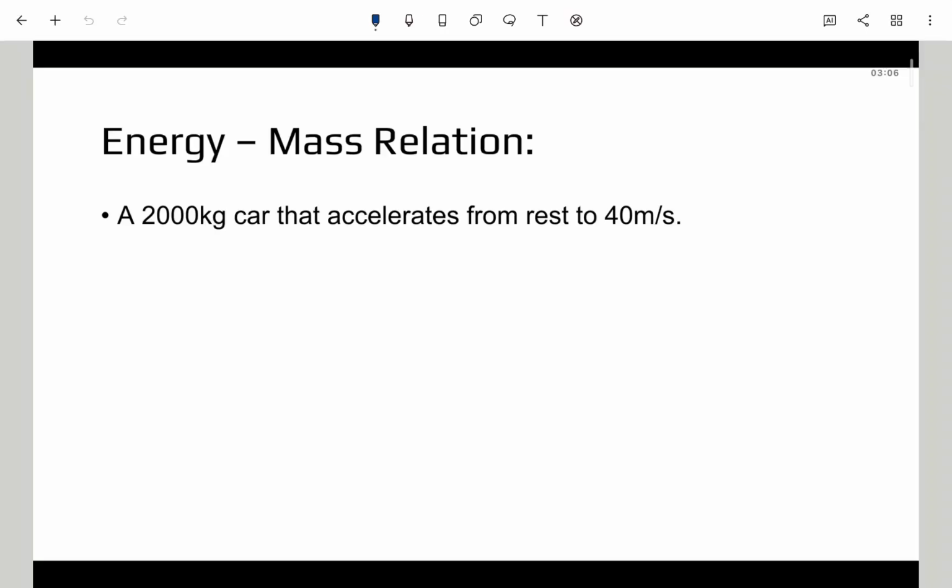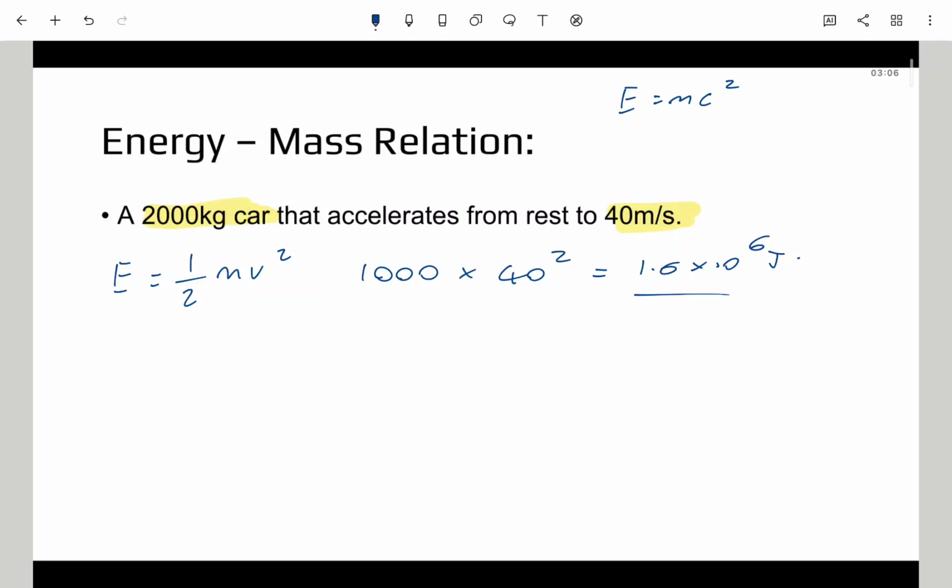Right, so we've got a 2,000 kilogram car, accelerates from rest to 40 meters per second. So we're going to use E equals mc squared. So mass is energy divided by speed of light squared, so we need the energy. So obviously this is a car that's moving, so we can just use kinetic energy, half mv squared. So half of 2,000 is 1,000 times 40 squared. So that's 1.6 times 10 to the 6 joules.